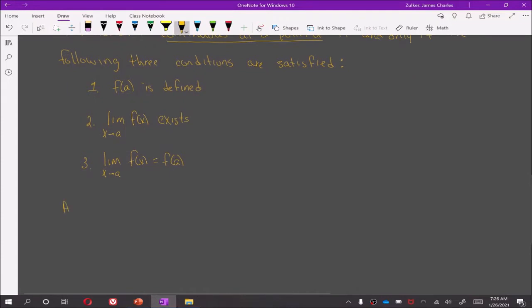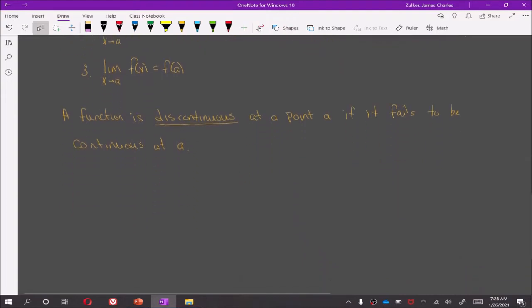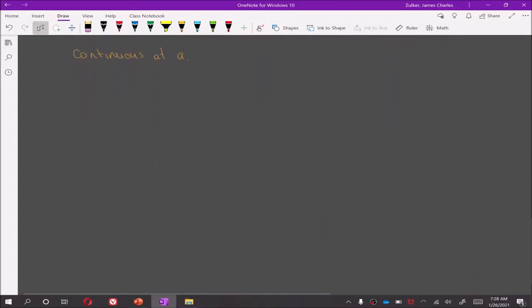We say that a function is discontinuous at a point a if it is not continuous. That is, if it fails to be continuous. So if it fails one of those three conditions. Now, there are going to be three types of discontinuities we study in this course.